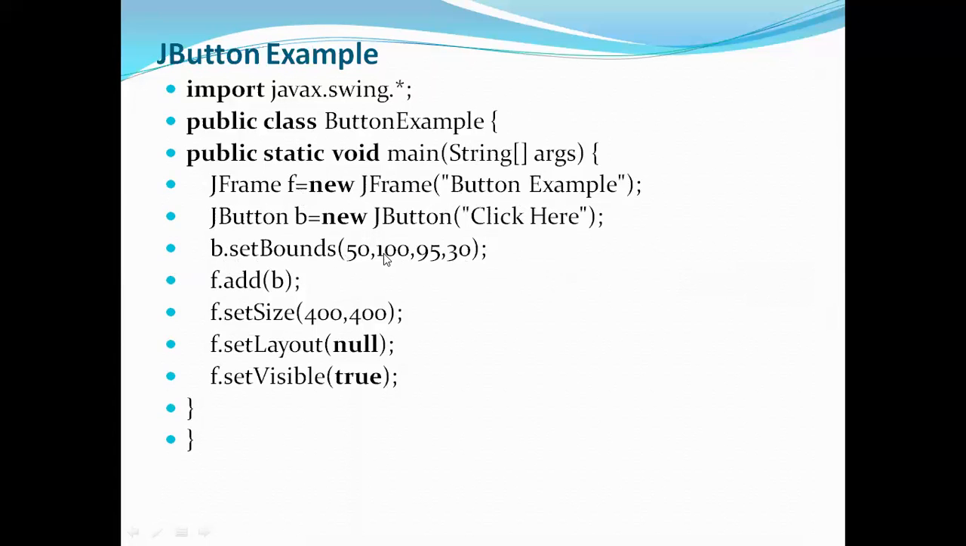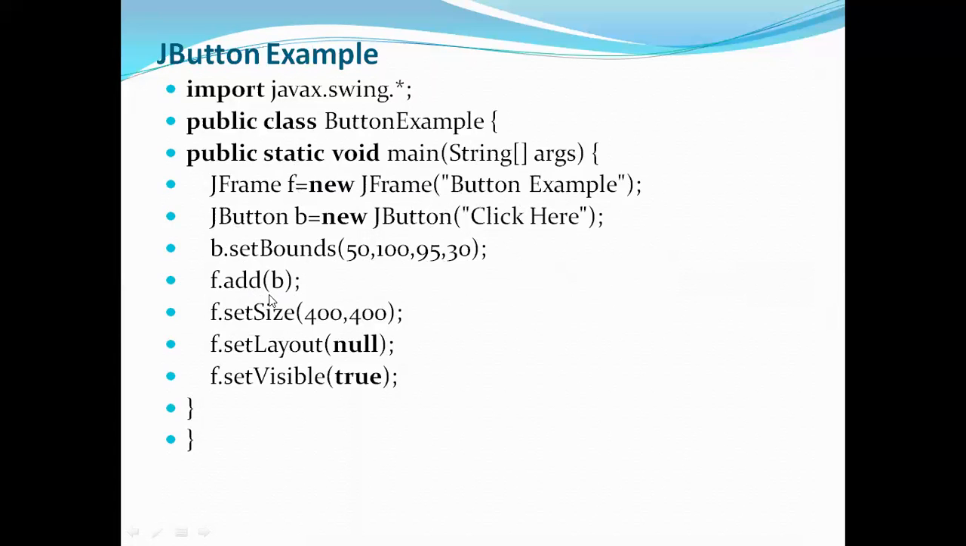Next, for the button I'm setting the bounds. We have seen what these four parameters are. They represent the x-axis value, y-axis value, width and height. So these are the bounds for creating the button, which give it its position and shape. Next, I'm adding this button to the frame which I have created using the object called f.